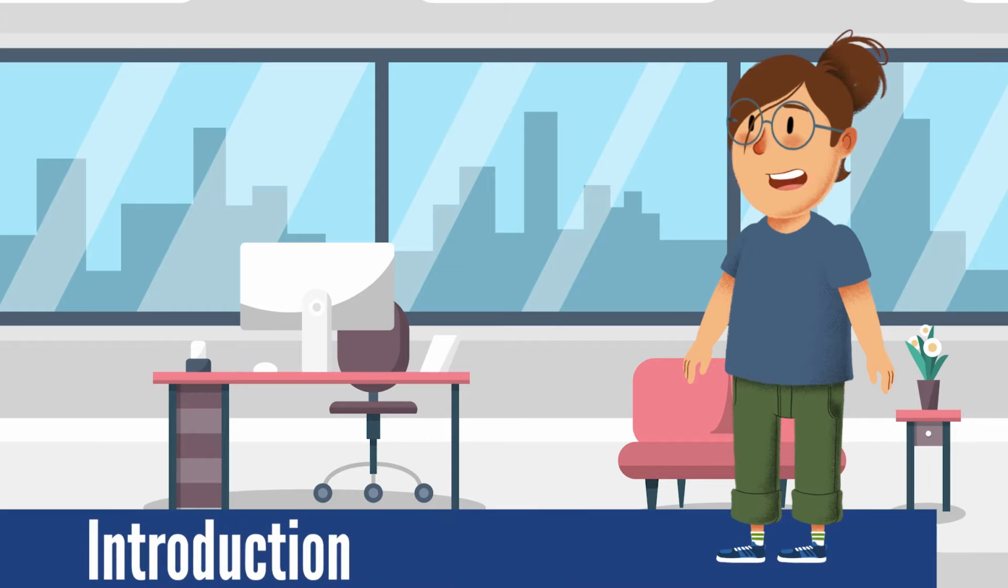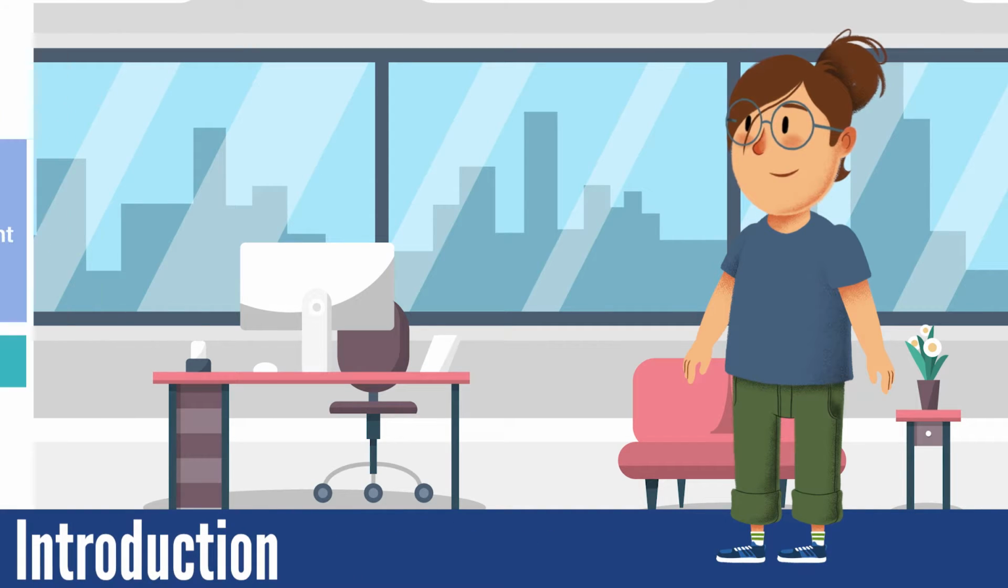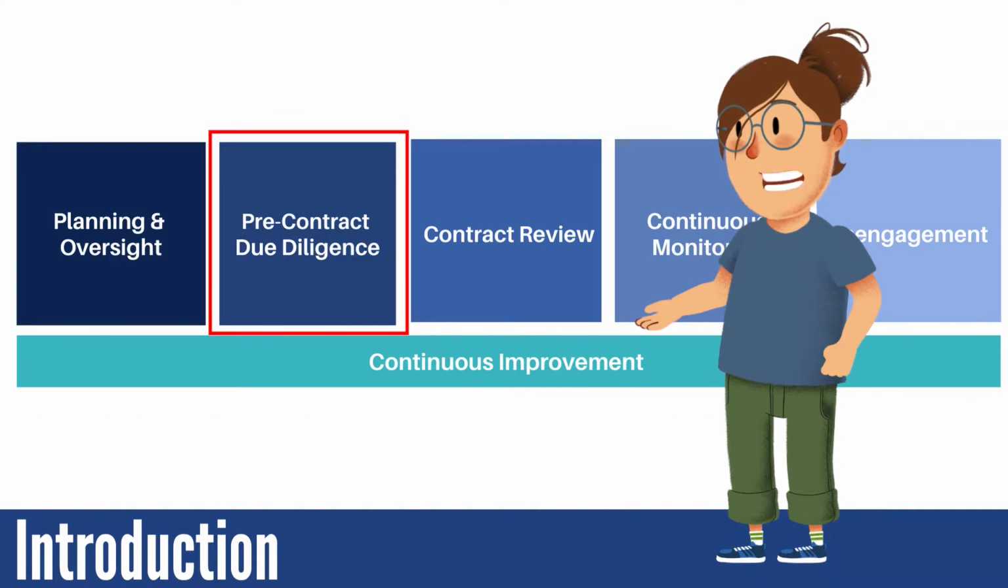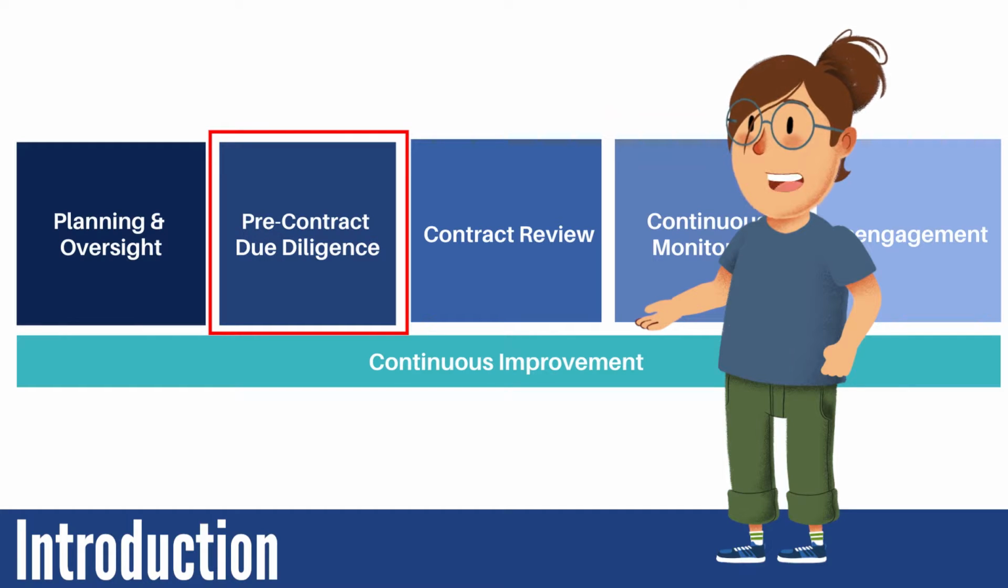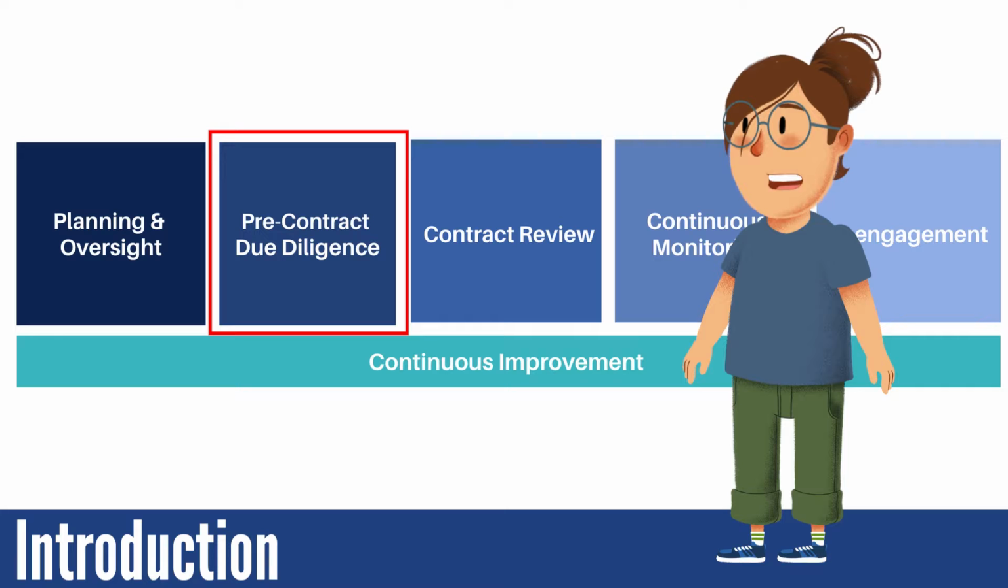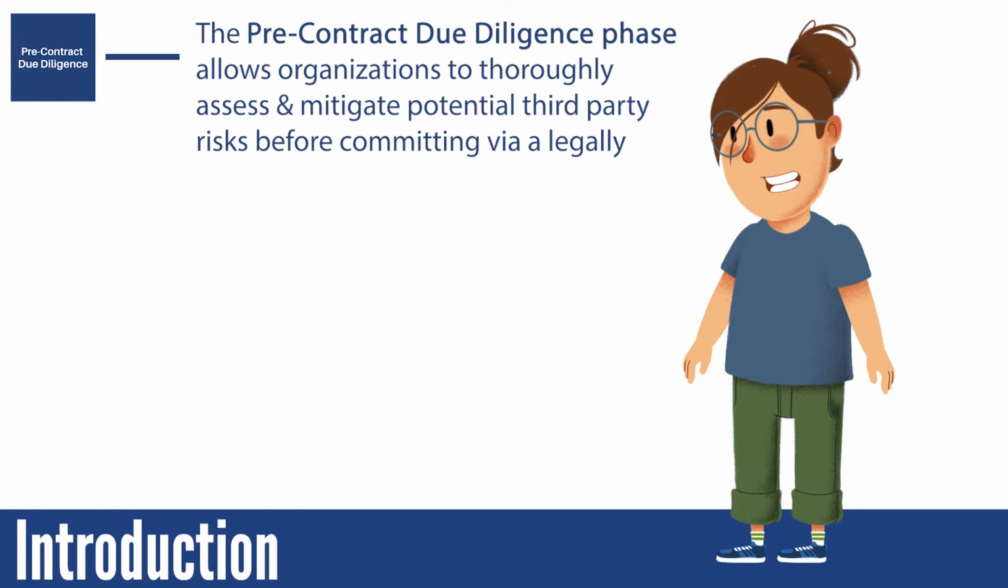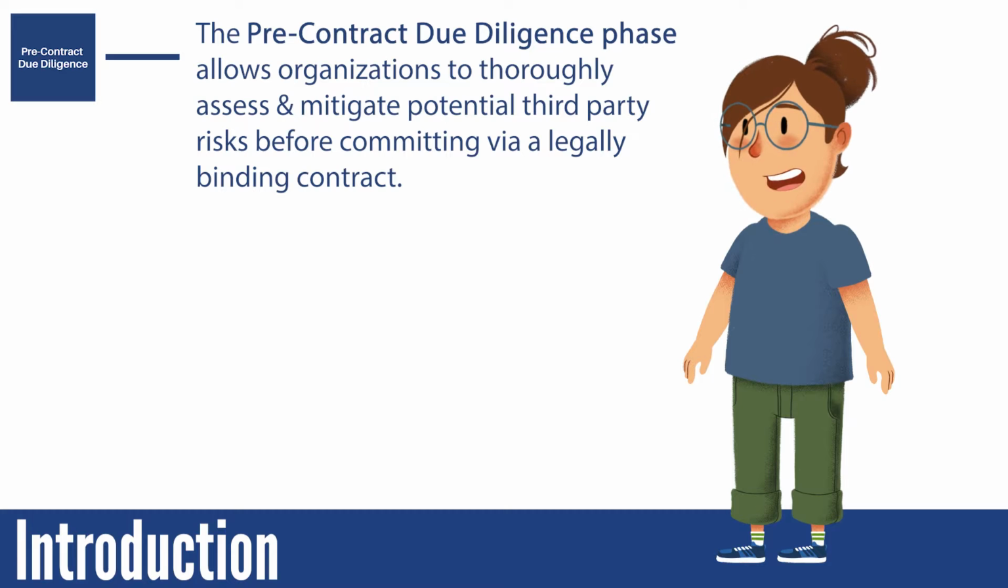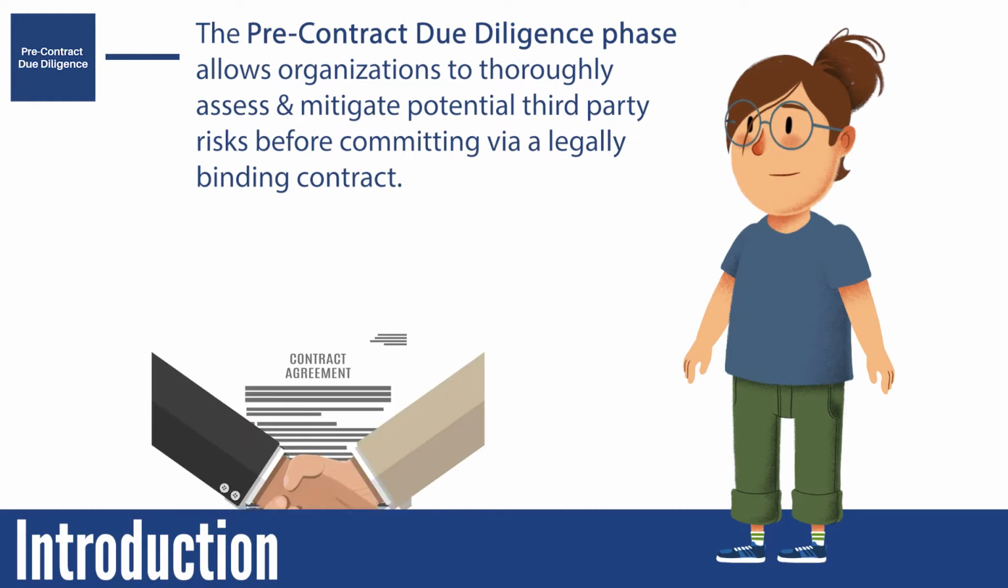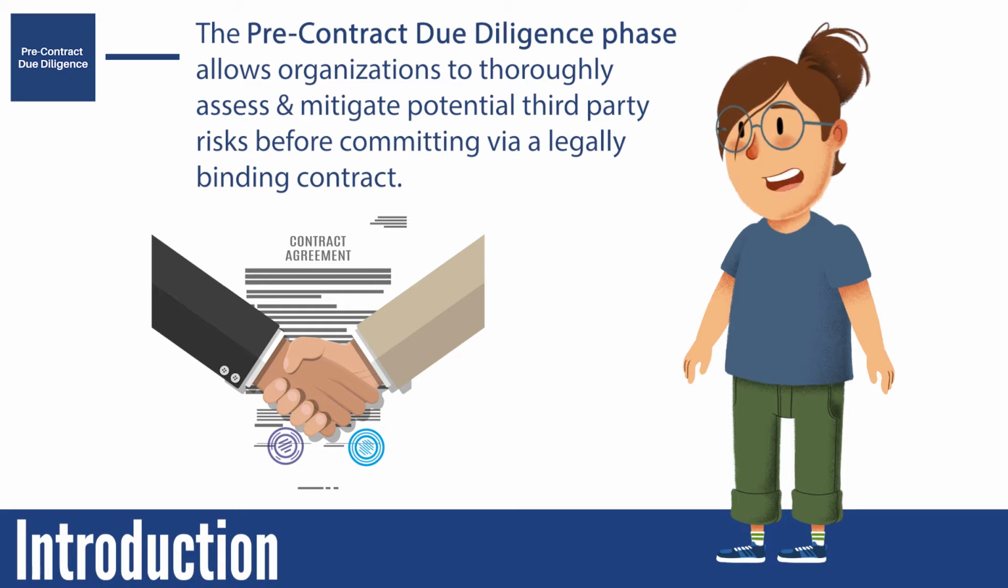For our fourth episode of the TPRM 101 series, we will be discussing pre-contract due diligence, the second phase of the TPRM lifecycle. This phase will be explored in a two-part video series. The pre-contract due diligence phase allows organizations to thoroughly assess and mitigate potential third-party risk before committing via a legally binding contract.